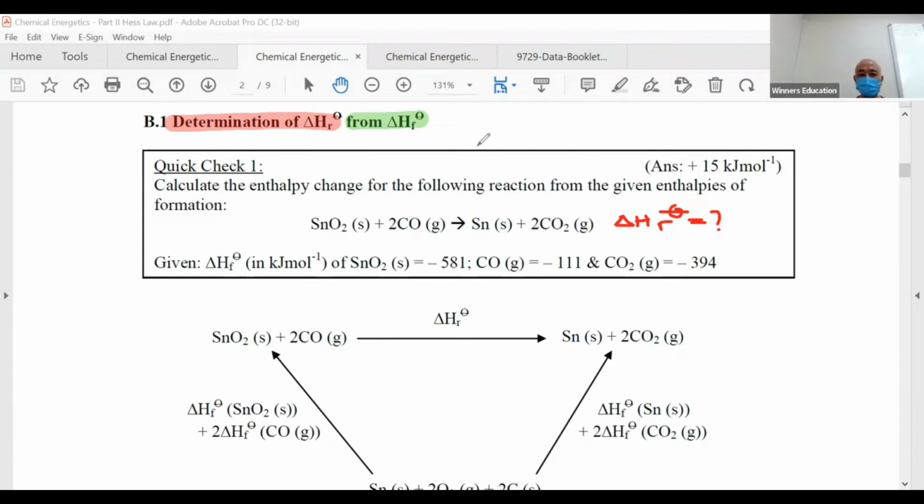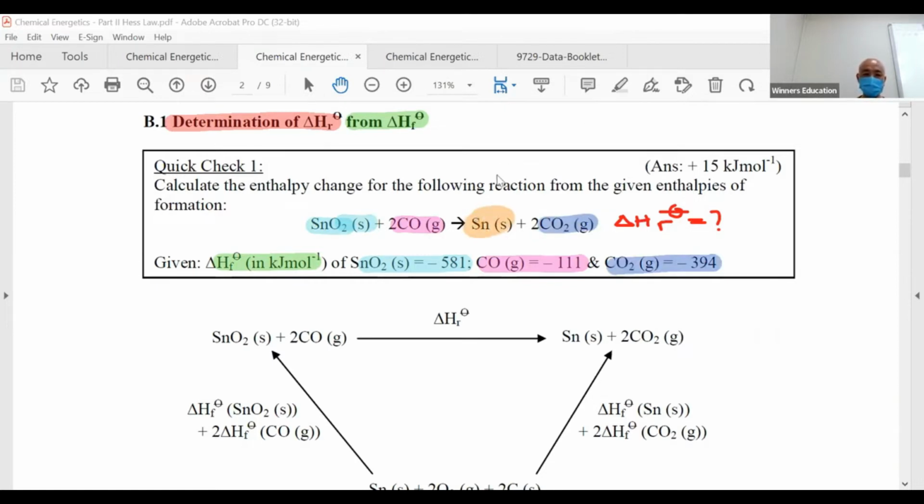When you're given what? You're given the formation enthalpy. Can you see? Who is being given? This is given, right? Let me highlight for you. Who is being given? This is given. Formation of this. This is given. This is given. Okay? But this is not given.